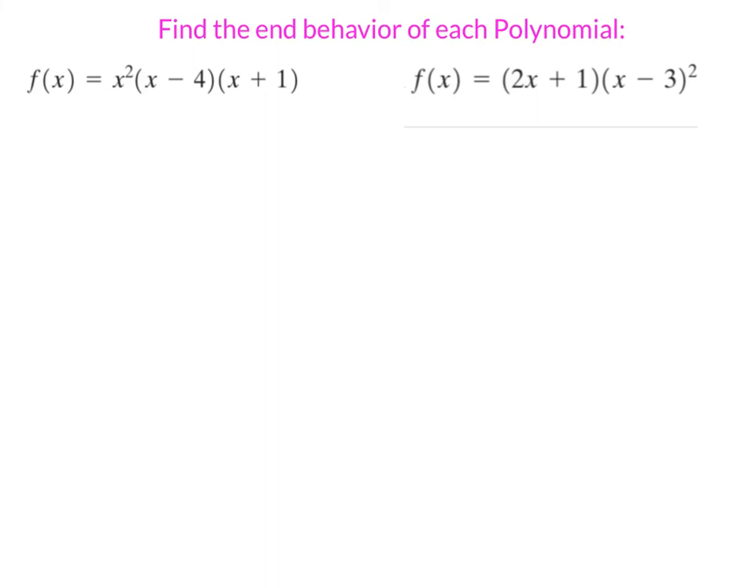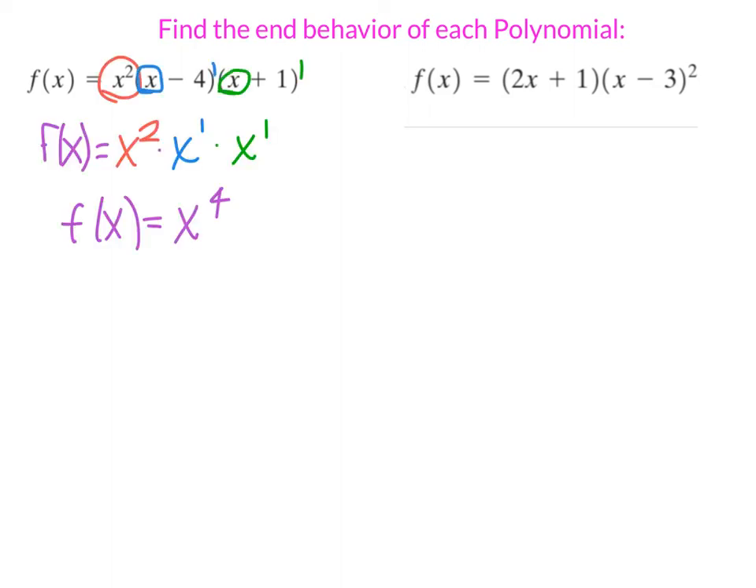So I couldn't let you leave without practicing end behavior. I'm sorry, have to do it. So let's find the end behavior of these 2 polynomials. Now, the way that they are written, they're in factored form. That doesn't mean I can't find the end behavior, but I definitely don't think factored form as they are is going to be helpful. So I'll show you how I find the end behavior.